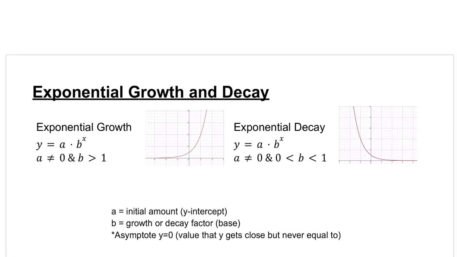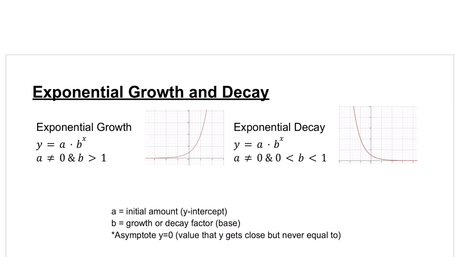The general form of an exponential function is y equals a times b to the power of x, where a equals the initial amount or the y-intercept, and b is the base or growth or decay factor. An exponential function always has an asymptote of y equals 0. An asymptote is the value that y gets close to but never equals.